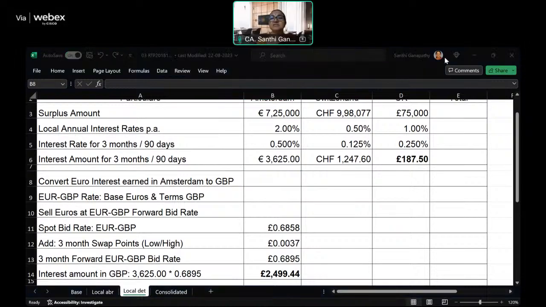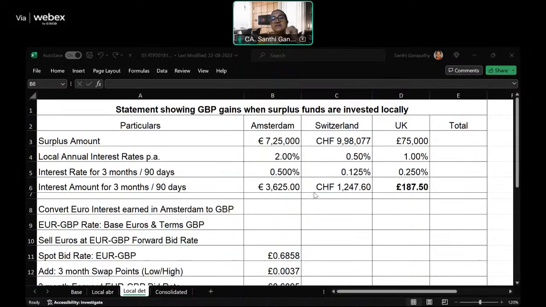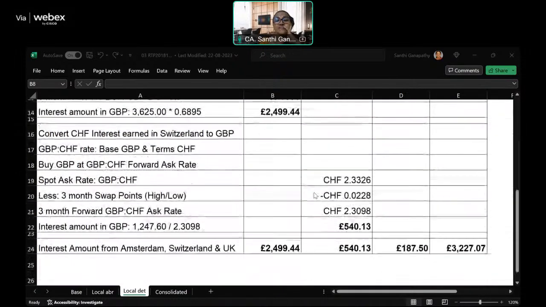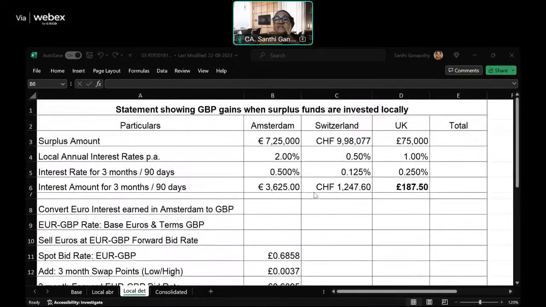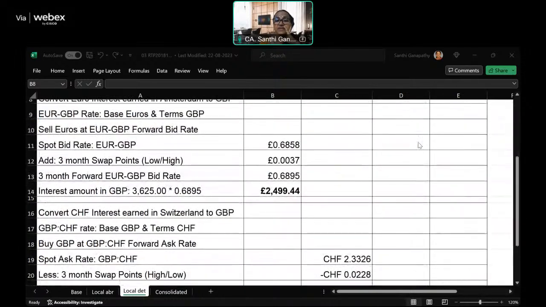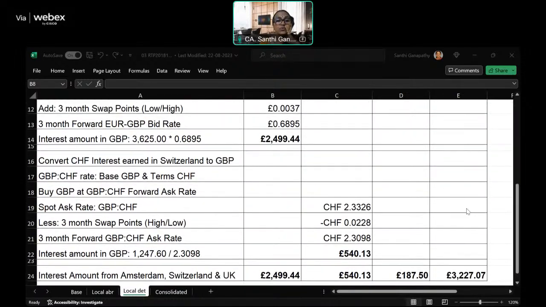Let's move on to the next one and see how much is the interest and when converted into GBP, what happens. With regard to investment in UK, it is already in GBP. So what do we know now? The total interest amount when you invest locally, what is the amount we get? If we consolidate and invest, let's see what we are getting.